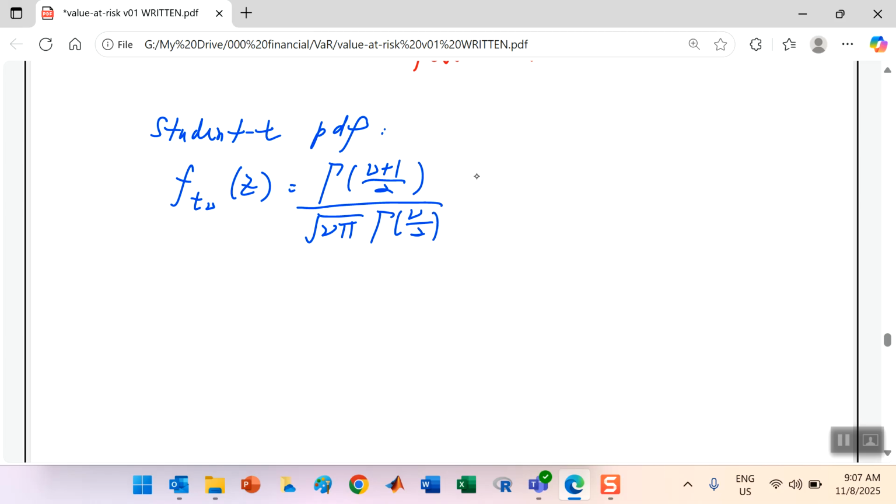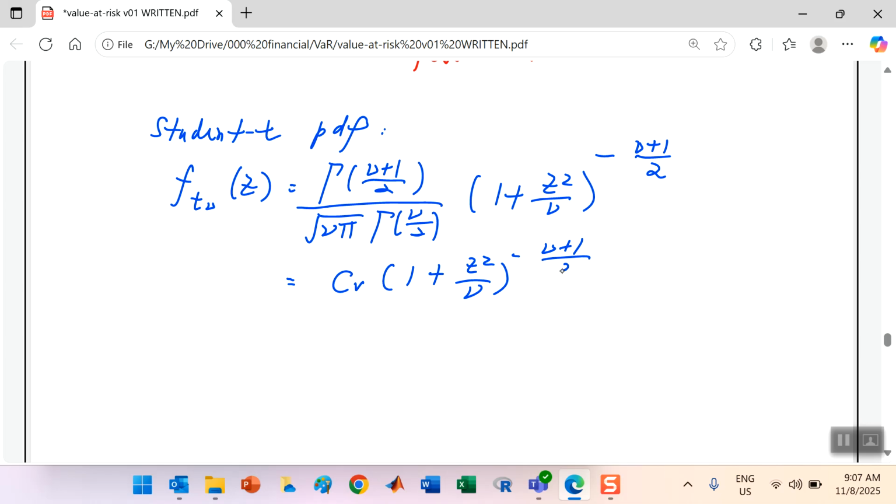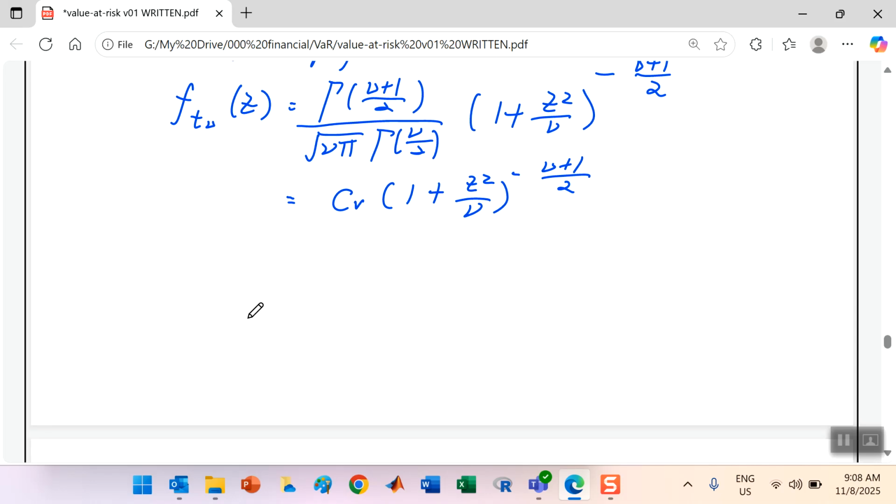So then you have (1 + z²/μ) to the power of −(μ+1)/2. Of course, the first whole term here is actually a constant without z. Then we can use the CV here to simplify the equation. Not really simplify. Based on this, we're going to do some substitution to simplify the integration afterwards.